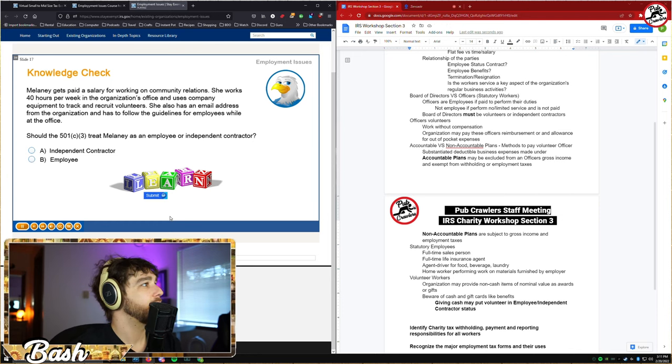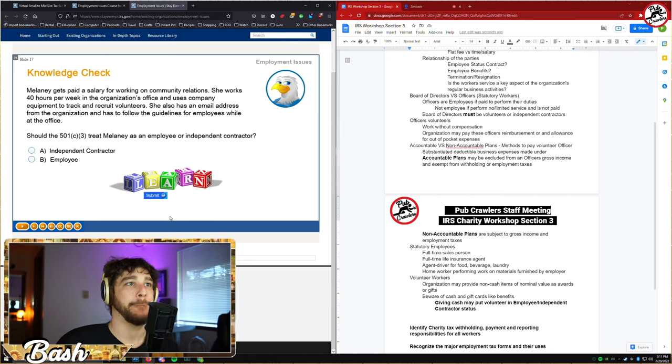Knowledge check. Should the 501c3 treat Melanie as an employee or independent contractor? Select the best answer, then select the submit button to check it. Melanie gets paid a salary for working on community relations. She works 40 hours per week in the organization's office, and she uses company equipment to track and recruit volunteers. She also has an email address from the organization and has to follow guidelines for employees while at the office. Should the 501c3 treat Melanie as an employee or independent contractor?